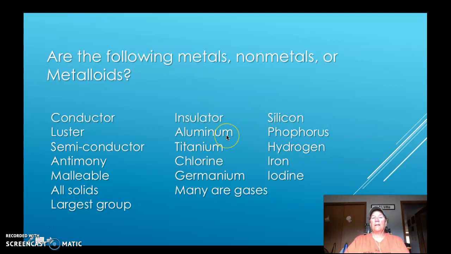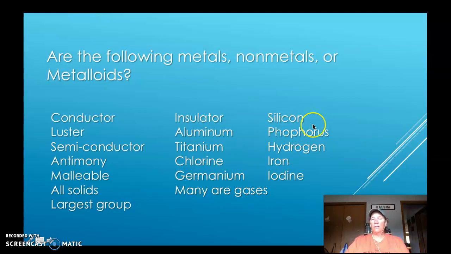Aluminum is a metal. Titanium is a metal. Chlorine is a non-metal. It's a gas. Germanium, like I said, is one of the important metalloids. It gives us our semiconductors. Many are gases, definitely the non-metals. We have hydrogen, oxygen, nitrogen, and then the halogens, chlorine, fluorine, bromine. And then all the noble gases, they're all gases.